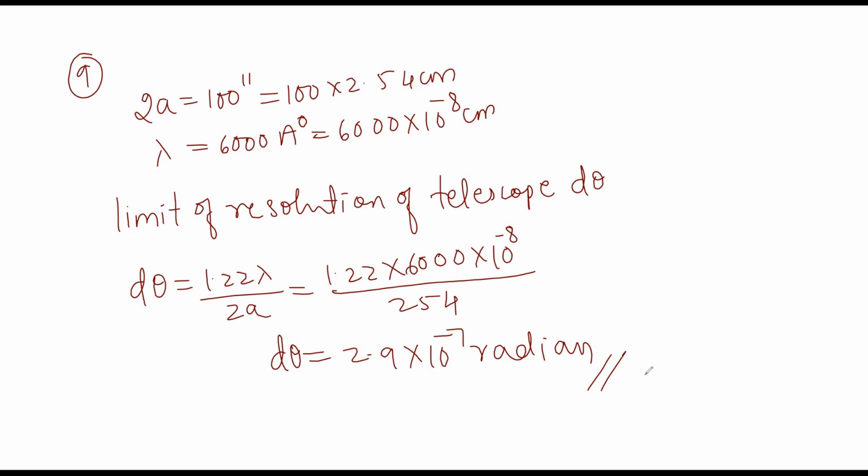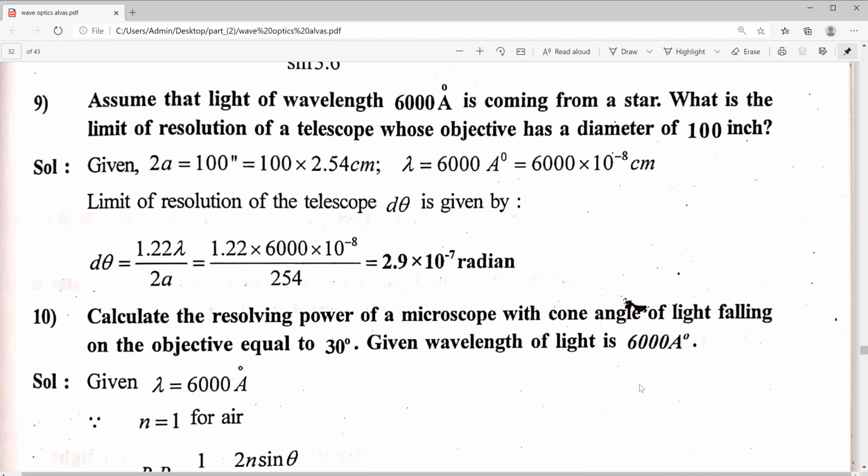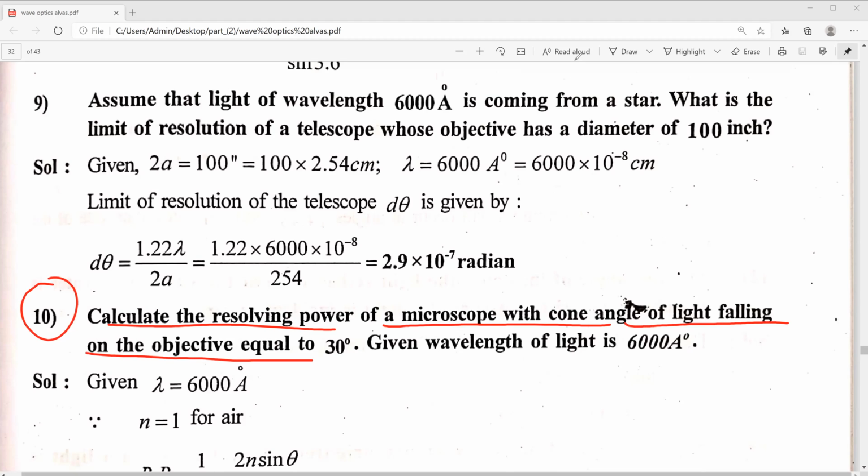Next we shall see the next question, that is the 10th one. In the 10th question: calculate the resolving power of a microscope with cone angle of light falling on the objective equal to 30 degrees. Given wavelength of light is 6000 angstrom. So how to solve this 10th one?